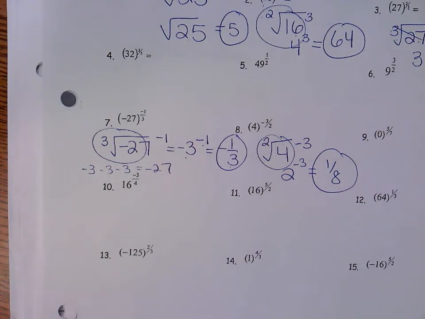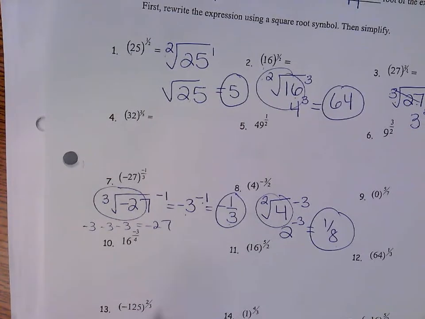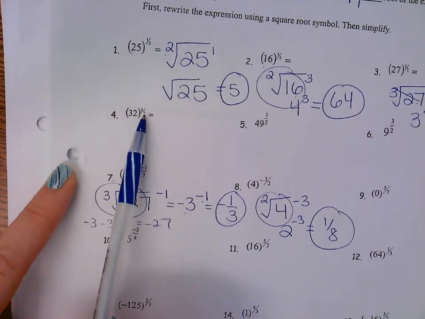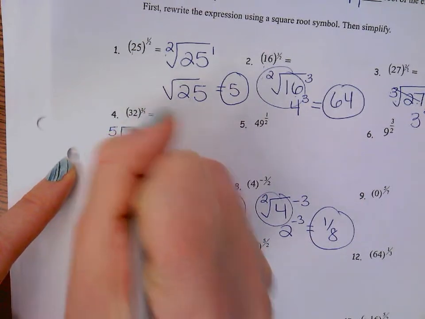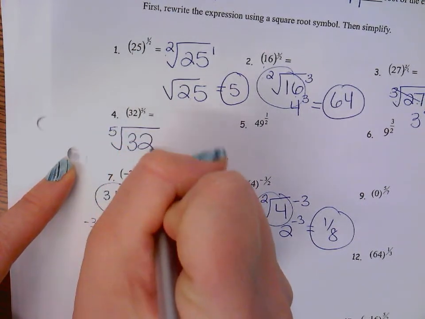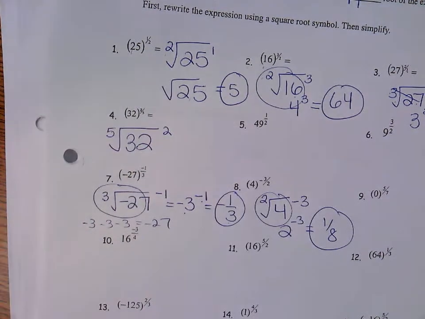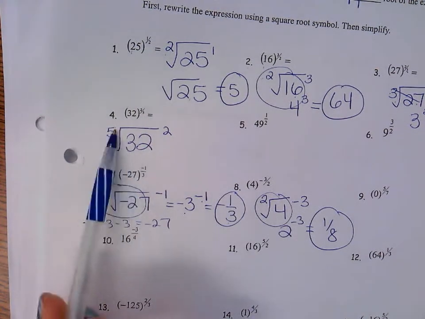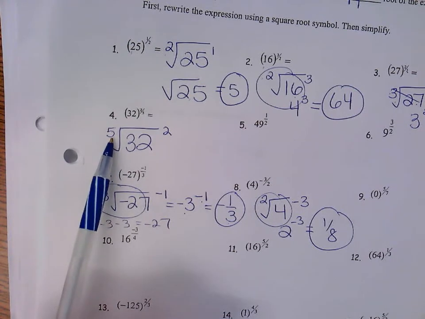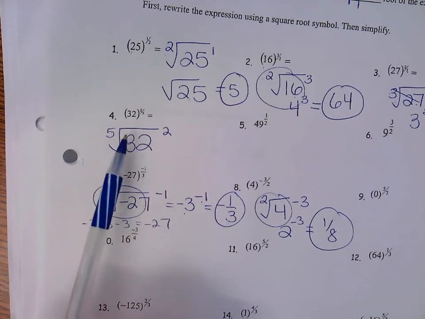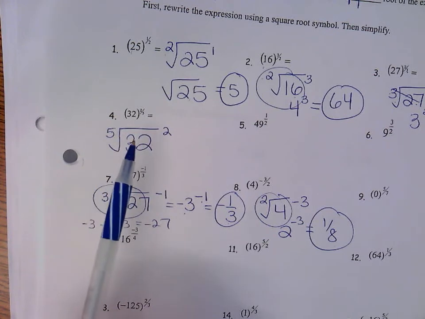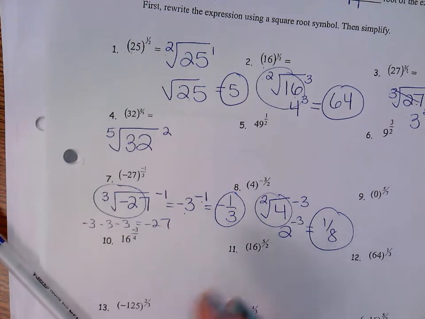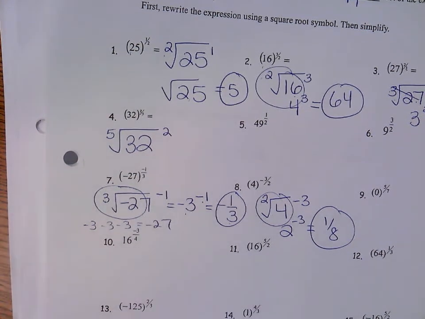So don't skip steps. I would always take the time, like on number 4, take the time to write it out as the radical with an index of 5. 32 is underneath, and then you're going to square it at the end. This one you might not be familiar with, but if you're going to raise something to the 5th power, it's a really small number. So what's 1 times 1 times 1 times 1 times 1? Just 1. What's 2 times 2 times 2 times 2 times 2? It's 32. Because 2 times 2 is 4, times 2 is 8, times 2 is 16, times 2 is 32.